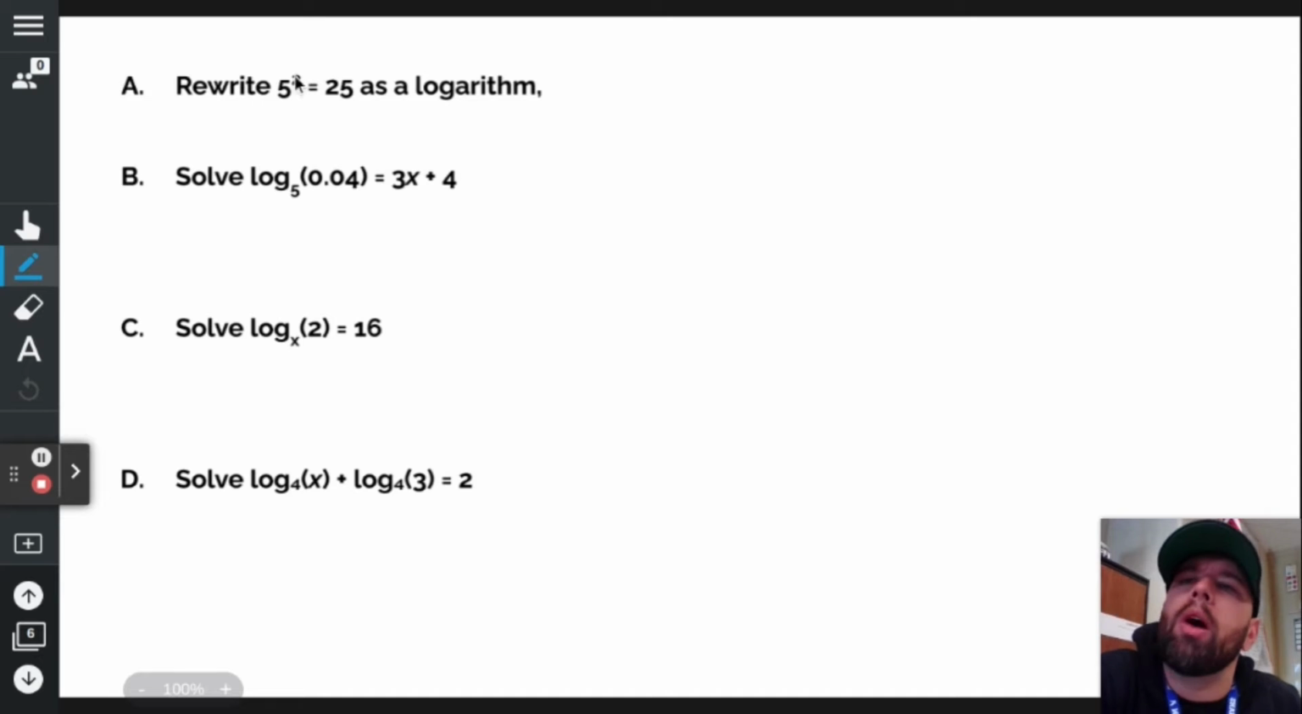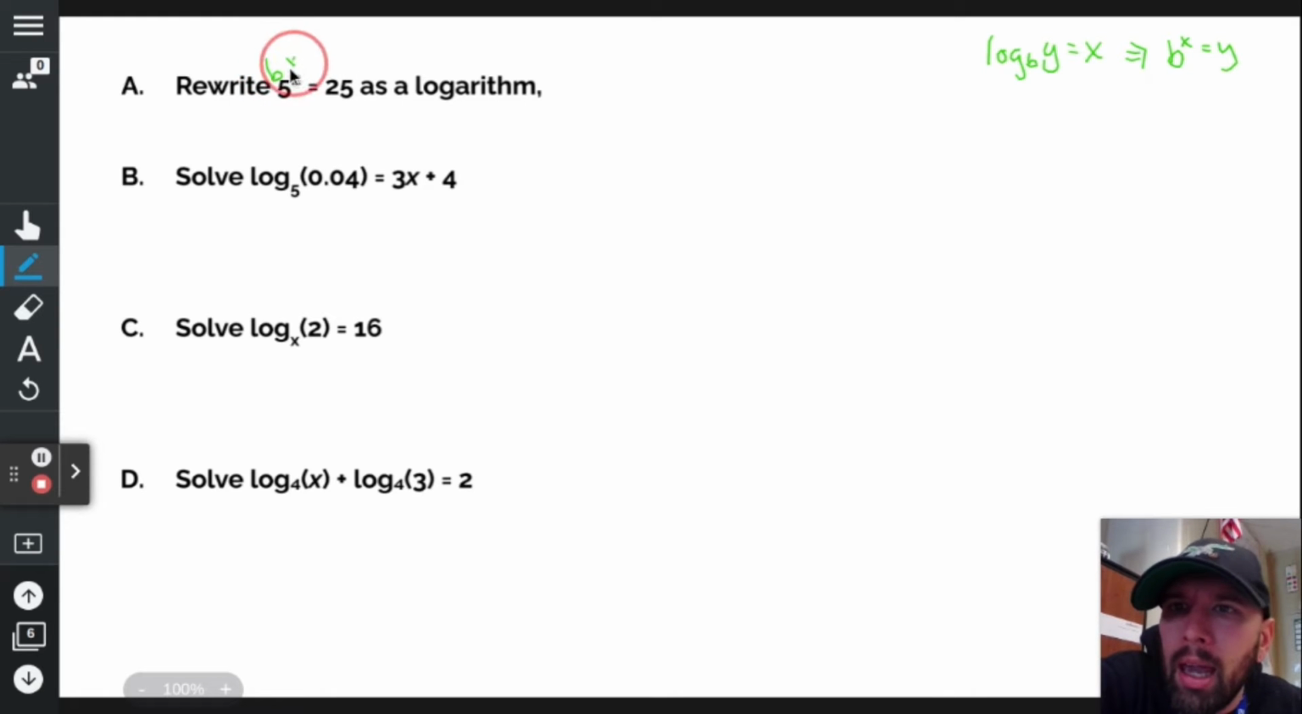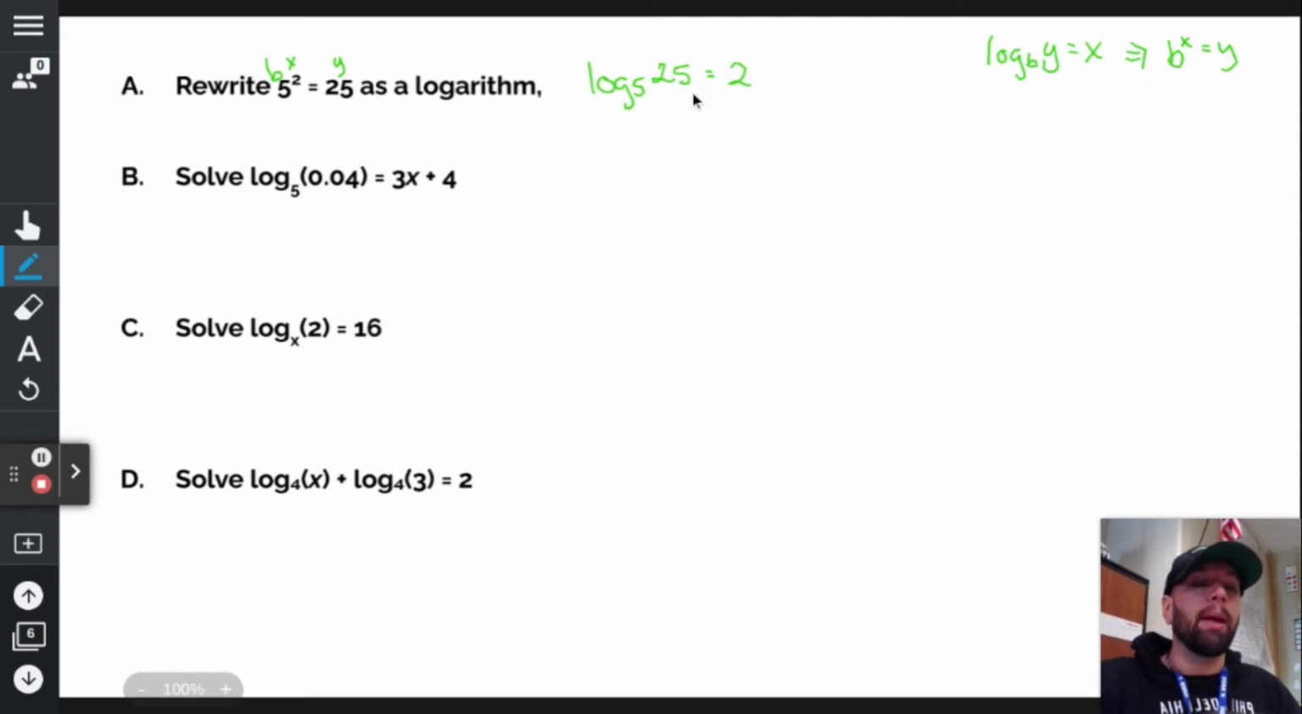First things first, rewrite 5 to the second power equals 25 as a logarithm. The rule was log base b of y equals x can be rewritten as b to the x equals y. So you would be my b, you would be my x, and you would be my y. Going from right to left, log base 5 of 25 equals 2. Not bad at all.